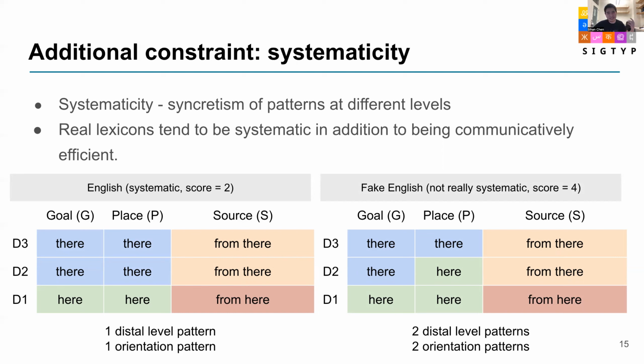We suspect that real lexicons tend to be systematic, in addition to being communicatively efficient. And this is everything.